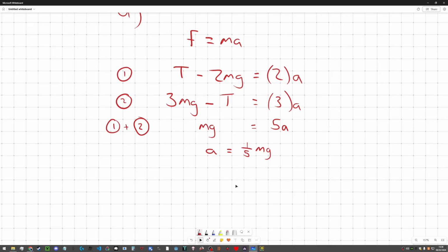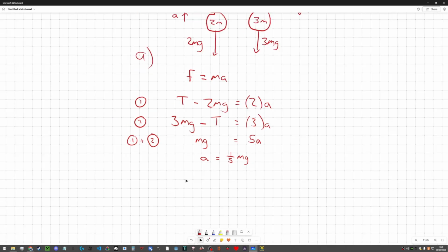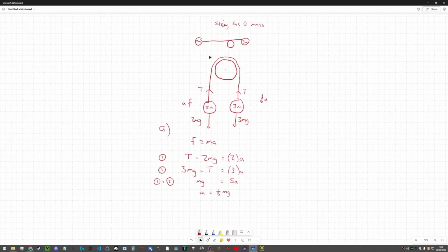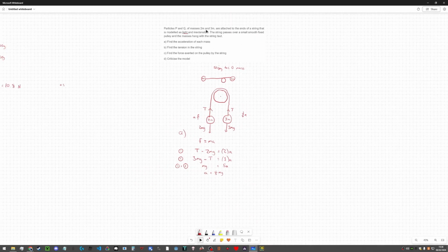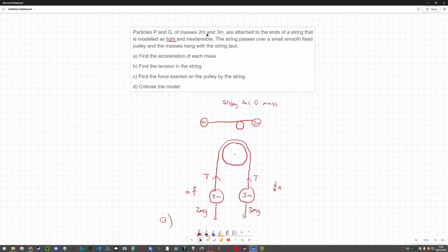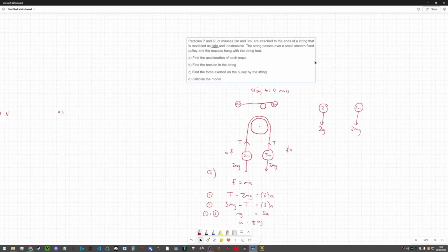So a quick question, why is the force mg and not just g? That's because in the question it says that the masses are 2m and 3m rather than 2 and 3. If the mass was just 2, then it wouldn't be 2g. But since we're multiplying the mass by m, we also multiply the force by m to get to mg. Right?